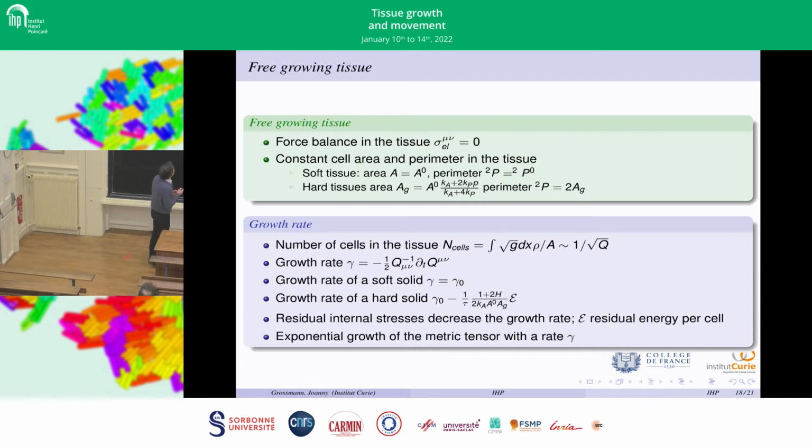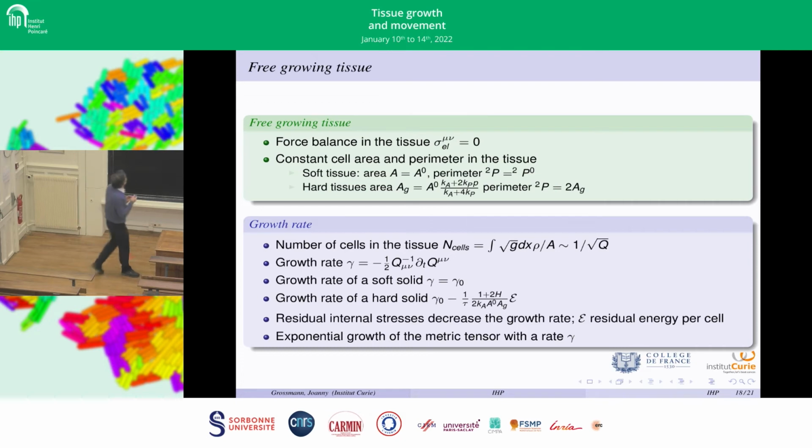So this is a reference area, and this E is the energy per cell in the state where I find the tissue. So the energy per cell calculated when A is equal to Ag and P is equal to 2Ag. So that characterizes the internal stresses inside the tissue. If you know the internal stresses inside the tissue, what you will find is gamma 0 minus something. So these stresses decrease the division rate.